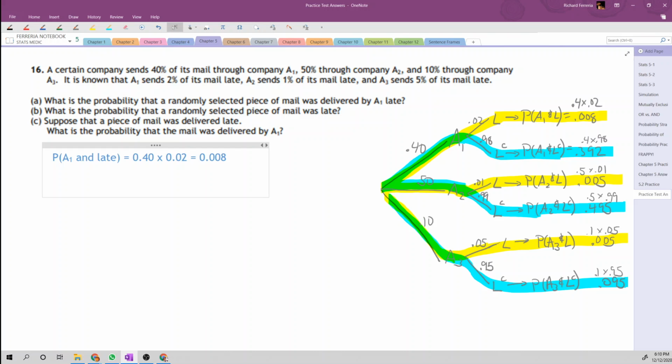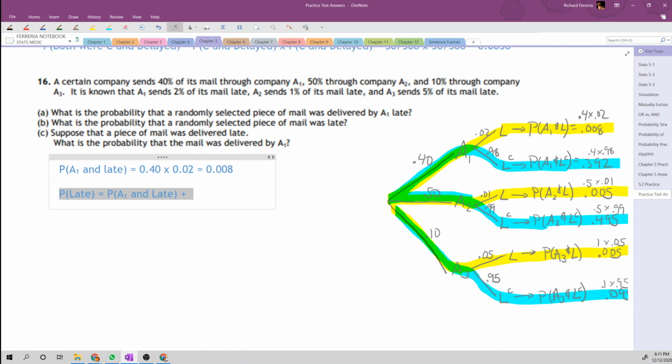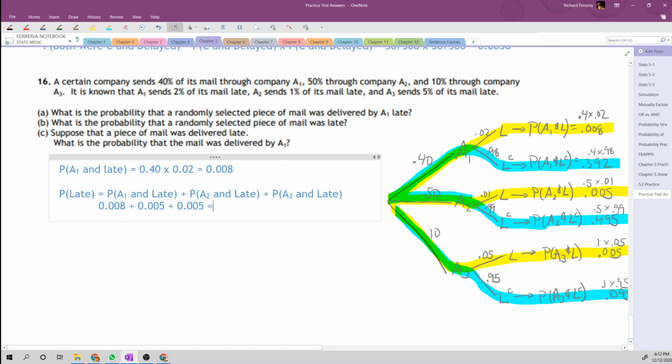Next, for letter B, what's the probability that a randomly selected mail was late? Since we have all the disjoint probabilities, we just need to list all of those that have an outcome that's late. I did those all in yellow. So this is equal to the probability of A1 and late plus the probability of A2 and late plus the probability of A3 and late. Those probabilities are 0.008 plus 0.005 plus another 0.005. So all of the yellow branches added together are all of the outcomes that have to do with the late mail. That gives me a 1.8% probability that a piece of mail is delivered late.